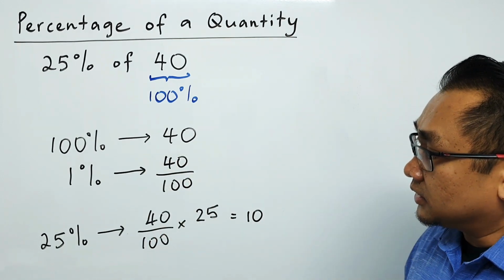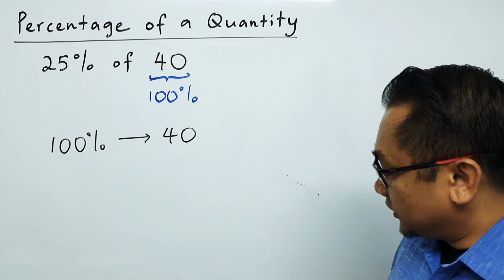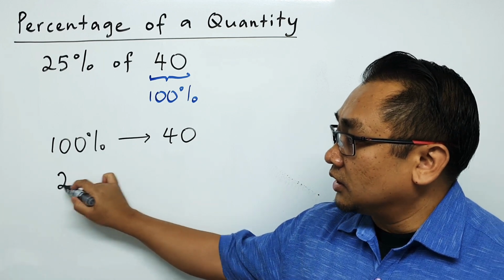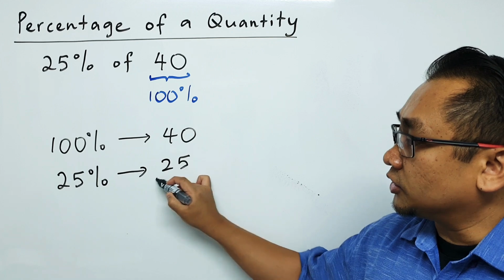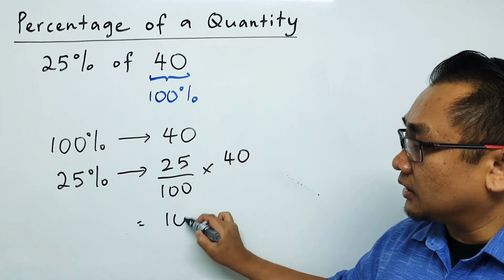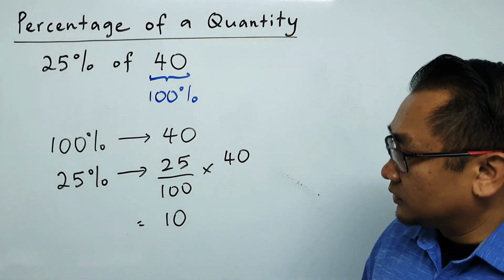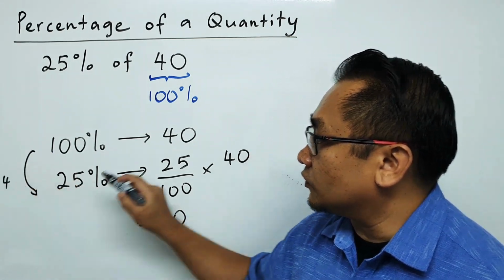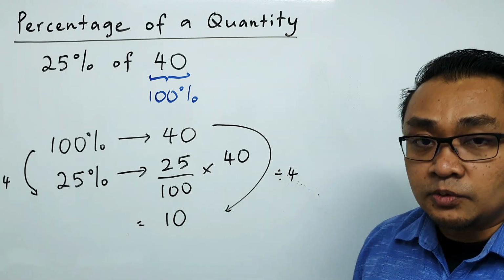The other method is the proportion method, where you don't have to find 1%. Let's say you have already written down the relationship, 100% is 40. How to find 25%? You can just go direct from the proportion: 25 out of 100 times 40 is 10. So this is using the proportion. Or you can see that 100 divided by 4 is 25, so 40 divided by 4 is 10. So these are all proportional.